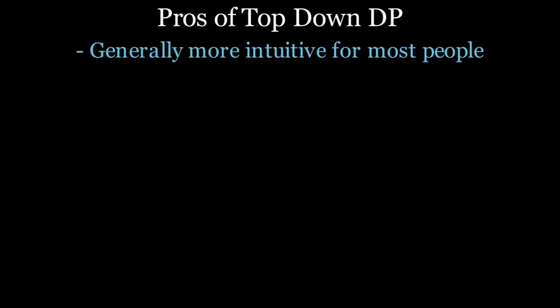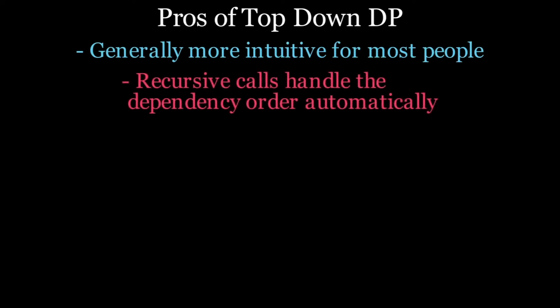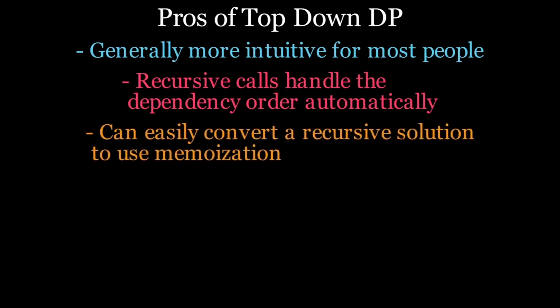The first is that for most people, it's generally more intuitive to think about a problem in terms of smaller subproblems, especially if you've come across recursion before. In some other problems, it's also not so easy to figure out the dependency order that you need to calculate the subproblems in. In top-down dynamic programming, this is handled automatically due to the recursive dispatch, where it calls dependencies on demand. If you already have a recursive solution, then memoization can be trivially added. As we saw earlier, it's just a single line decorator in Python.